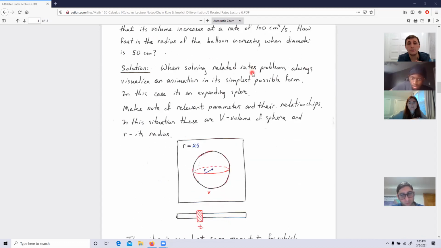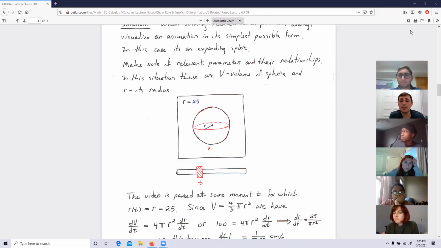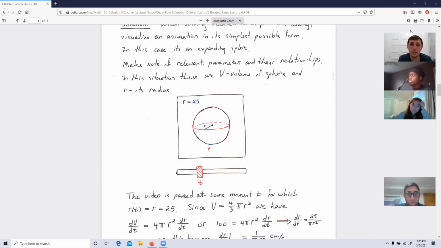Now here is that YouTube video. You see? And we are going to move time. We're only interested in the speed of the growth of the radius when the radius is equal to 25, right? Diameter is 50, that means radius is 25. So you see, I track the radius until it grows to 25. I pause the video there.